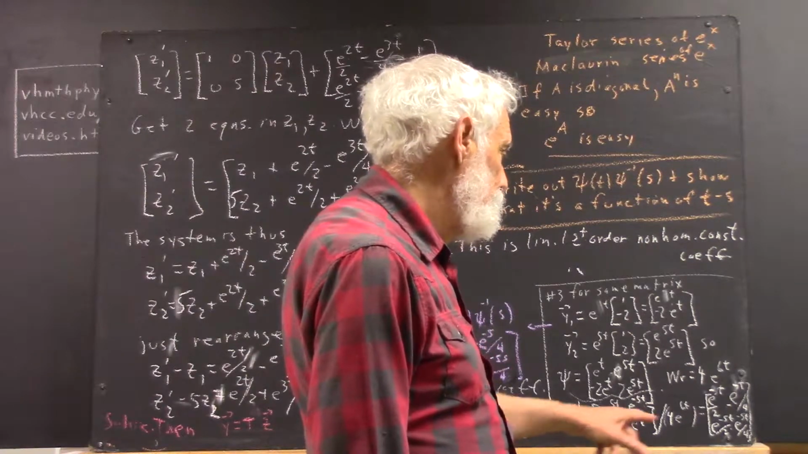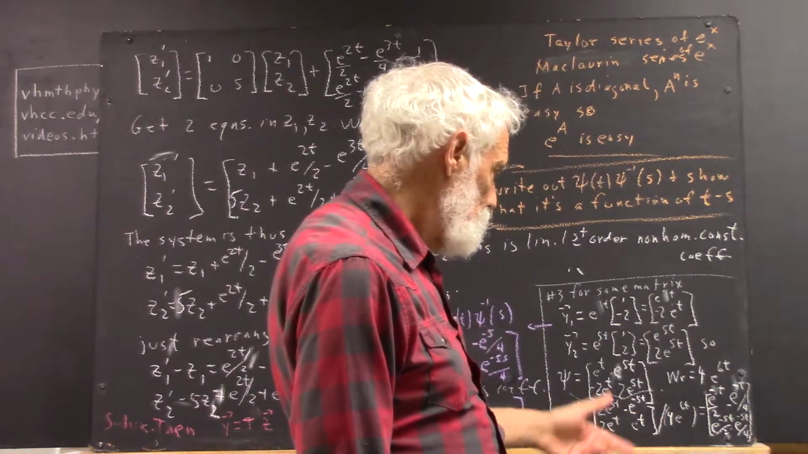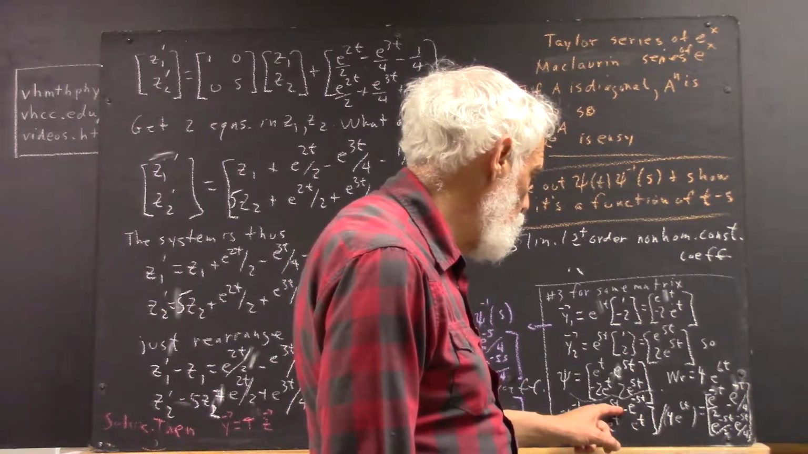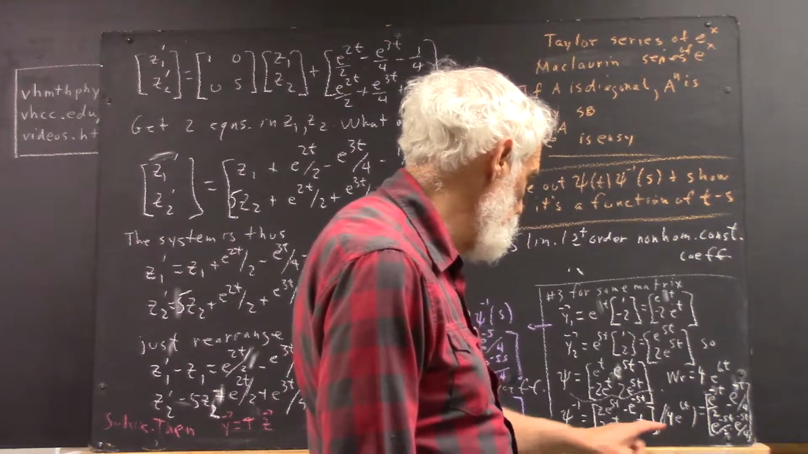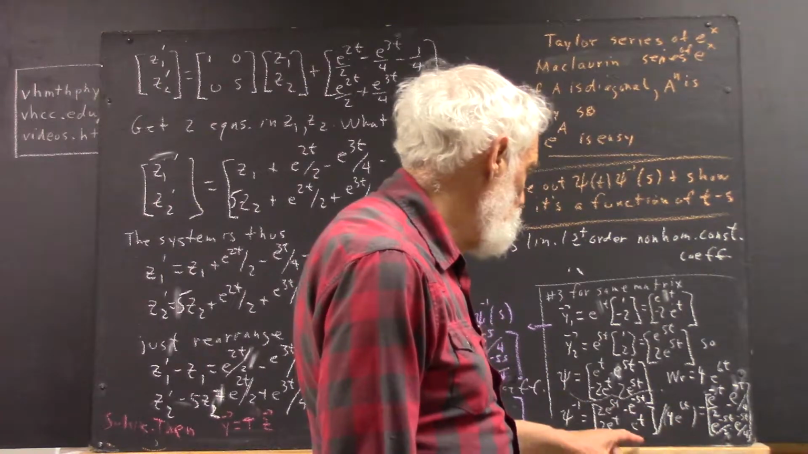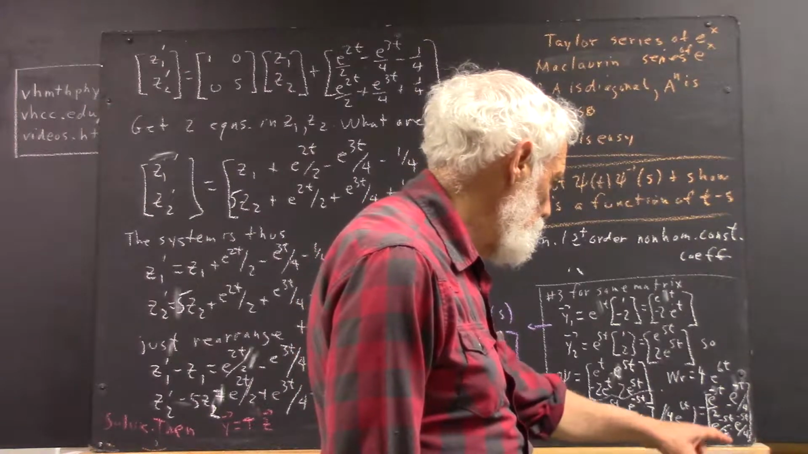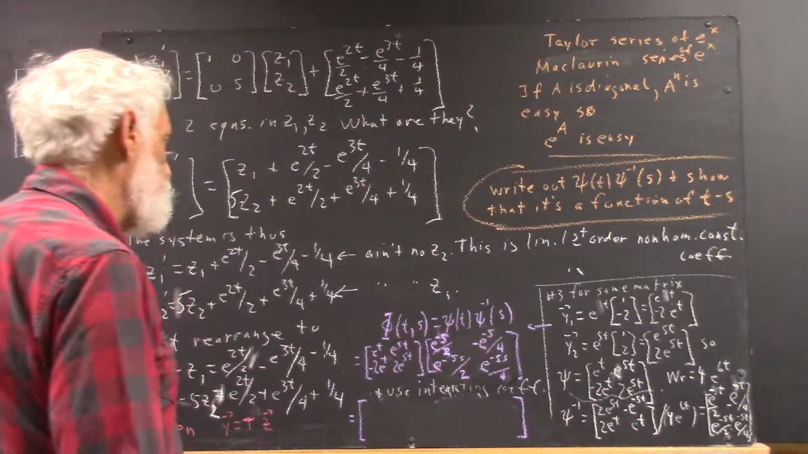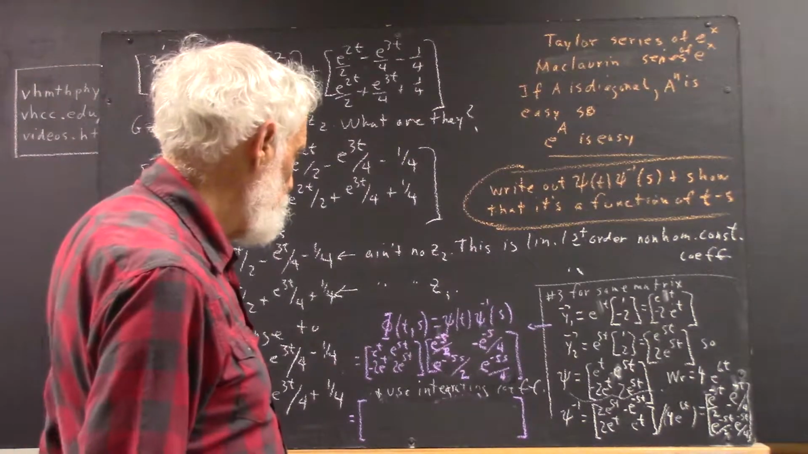Over here, we get e to the negative t over 4 when we divide this by this. Dividing this by this, we get e to the negative 5t over 2, and dividing this by this, we get e to the negative 5t over 4. So that's our psi inverse matrix.